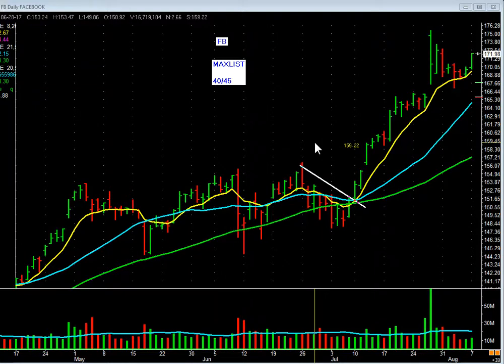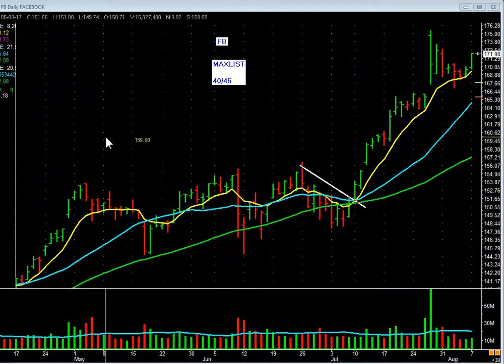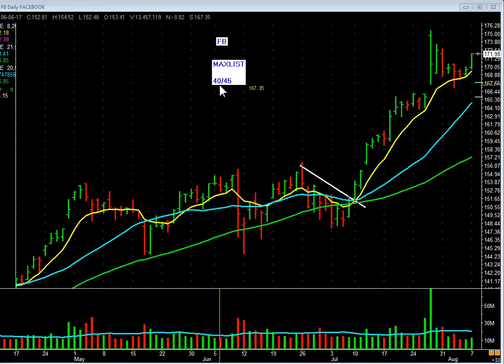Chart education example on Facebook, FB, a Max List stock. We key on Max List stocks. At the time, this was also, and it still is, a 40-45. You can say, what does that mean? Last quarter's earnings were up 40% or higher, and/or the last 2 quarters sales were up on average 45%. These are market leaders. You combine these two variables, Max List and 40-45, you might have yourself a winner.